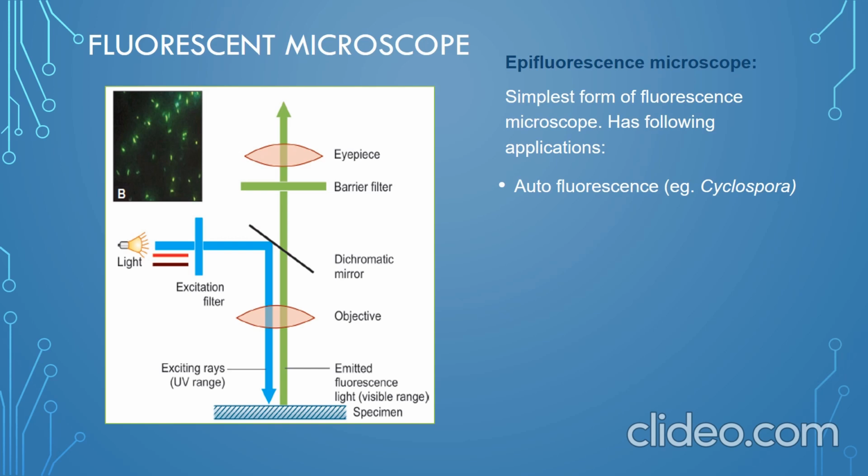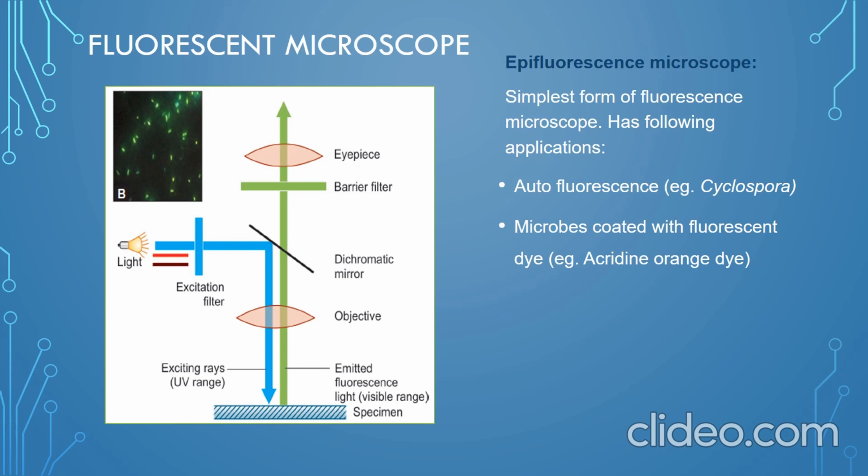The exciting rays get reflected by the dichromatic mirror and fall on the specimens stained by the fluorescing dye. The barrier filter removes the remaining UV light or blue or violet light, that is the shorter wavelength, and enables the longer wavelength light alone to pass through the objective lens, and it is seen in the eyepiece as fluorescence. There are two types of fluorescent microscopy.